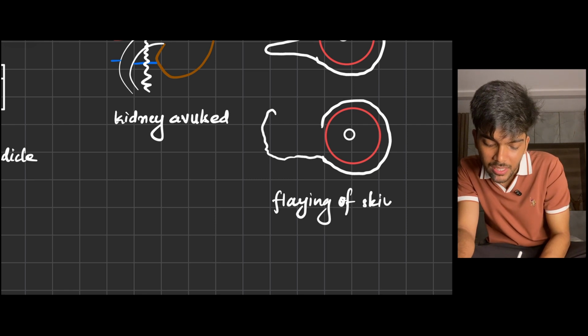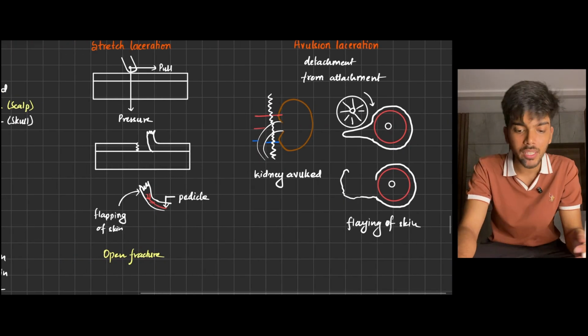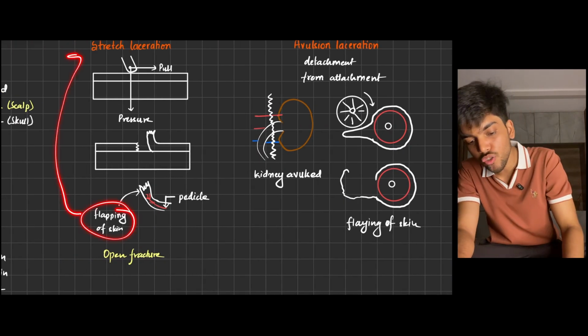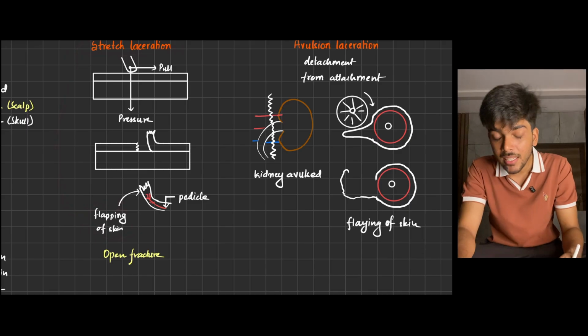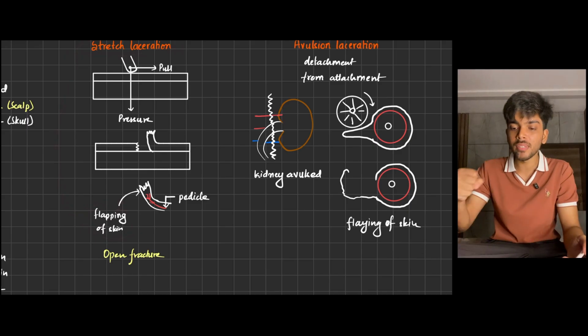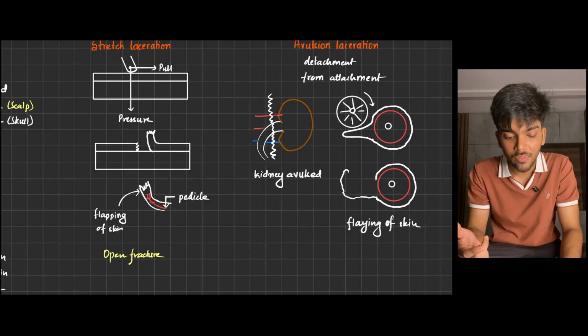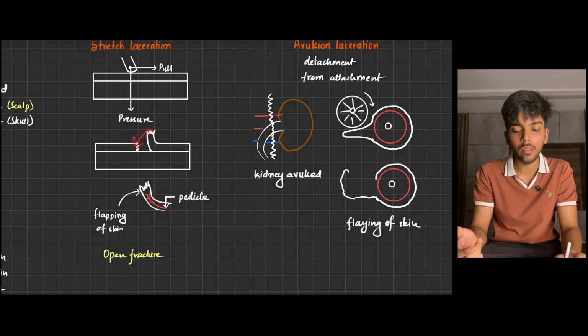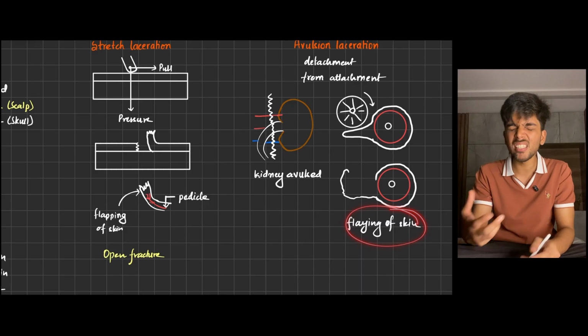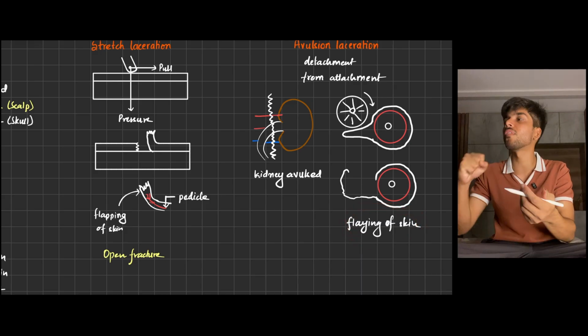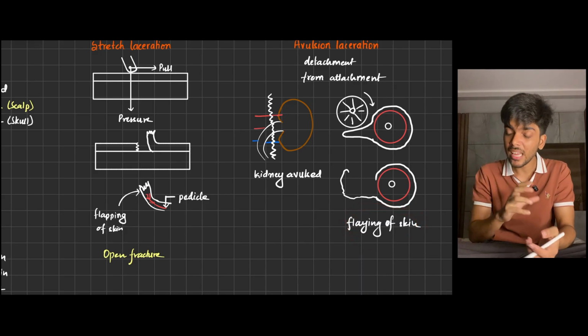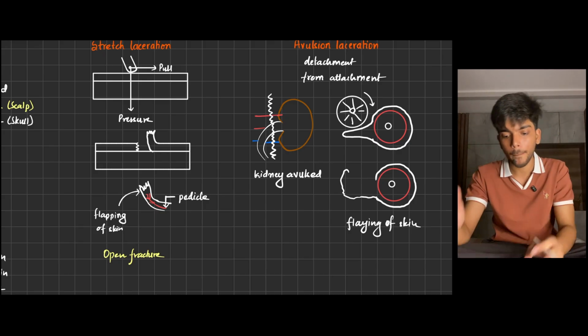So the difference between flapping of skin and flaying of skin is that flapping of skin is a stretch laceration, where the skin is not completely detached from its site of attachment. It is still attached via a pedicle. It still has its vasculature and can be reattached back. But in flaying of skin, the skin is completely ripped off from its site of attachment. This cannot be resutured back.